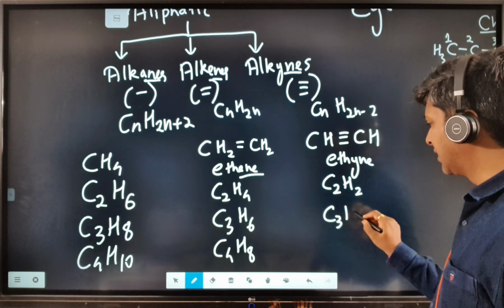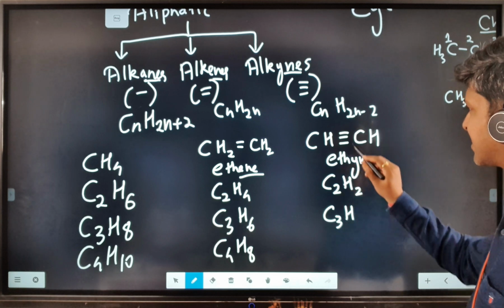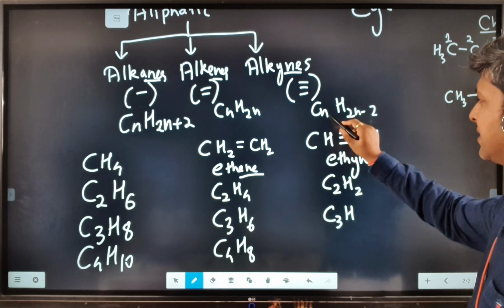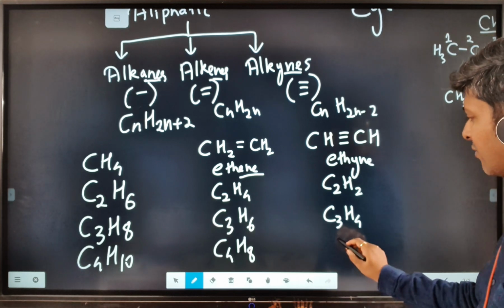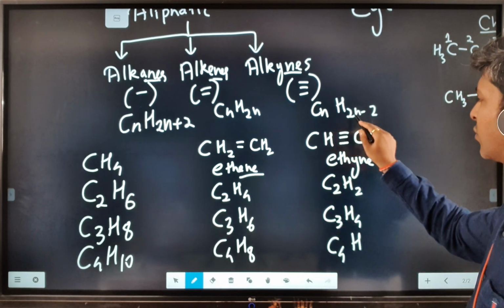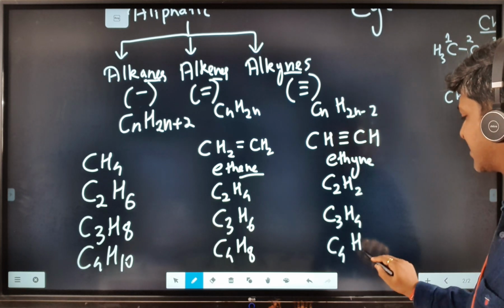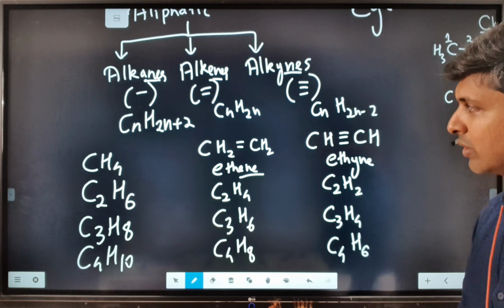For propyne, it is going to be CnH2n-2 with n as 3: C3, 2 threes are 6, 6 minus 2 is 4, C3H4. For butyne, it will be C4, put 4 over here, 4 twos are 8, 8 minus 2 is 6, C4H6. So you can go on forming the successive homologous series.